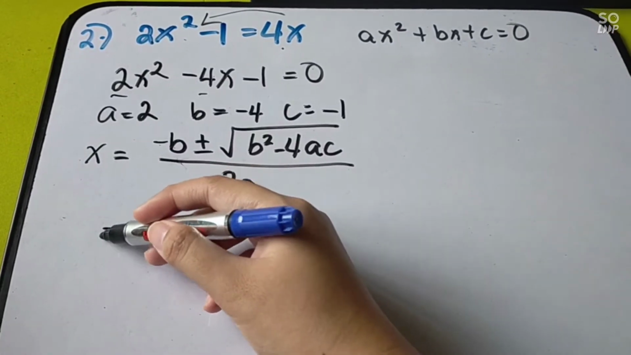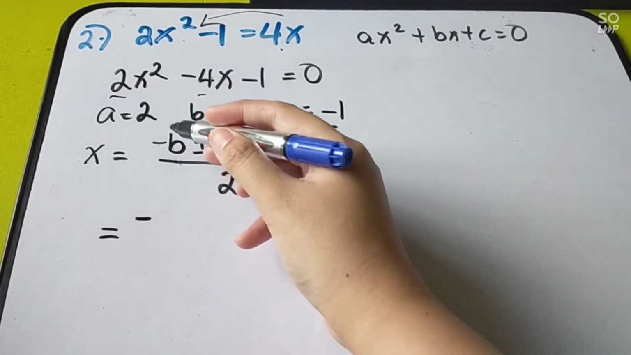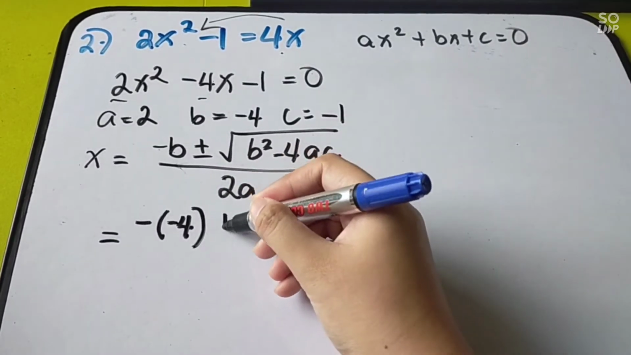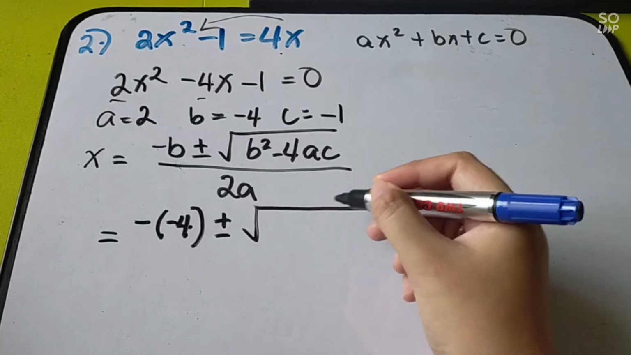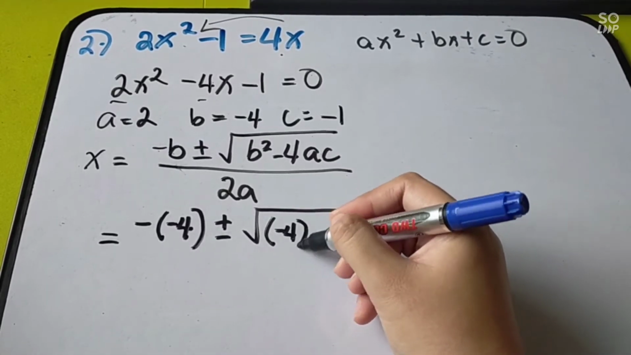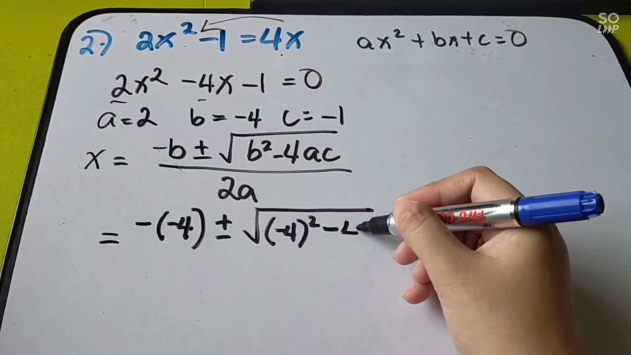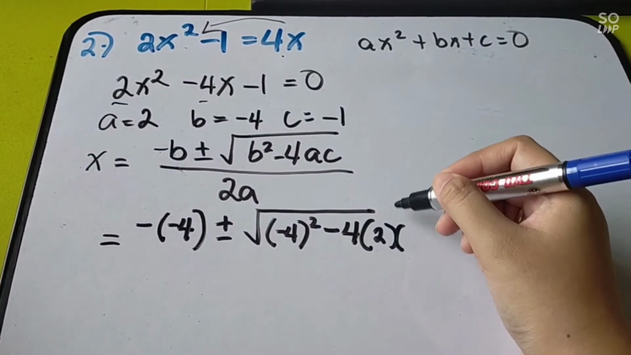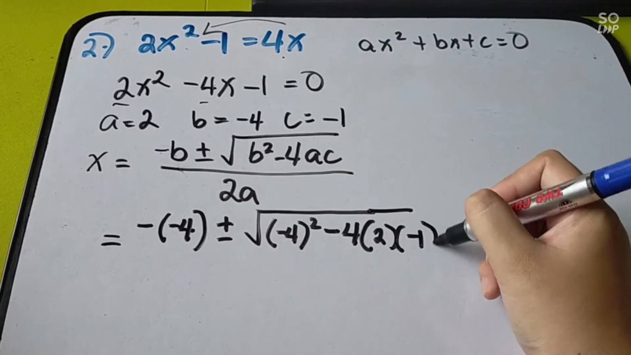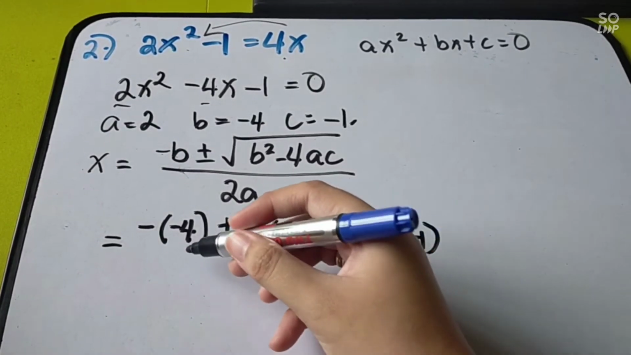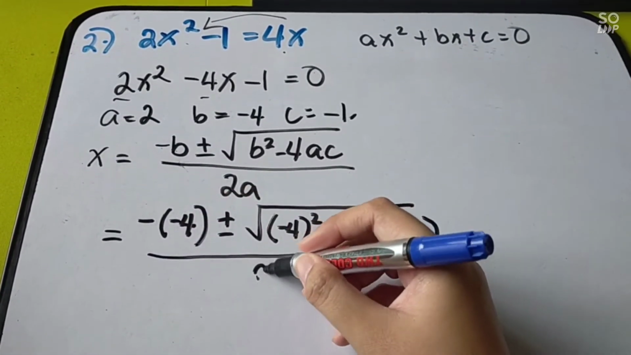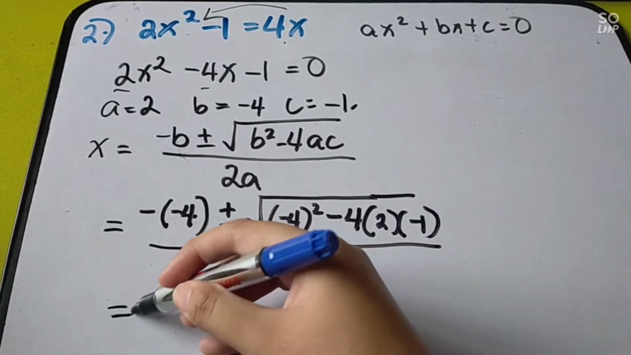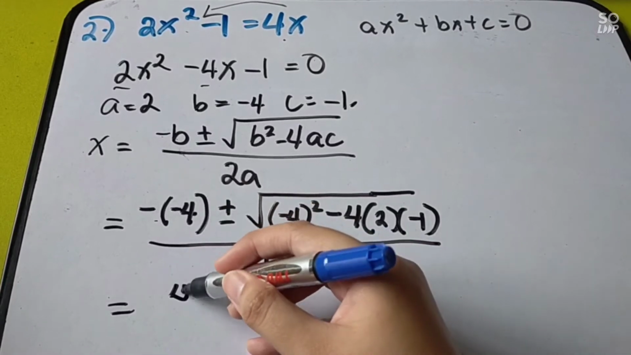So we have now negative, si b mo is negative 4, times negative 4. Positive, negative, square root of, your b again is negative 4 squared minus 4, then your a, we have positive 2, and then your c, we have negative 1. And then all over 2 multiplied by your a, which is 2. Then simplify. Negative times negative becomes positive.